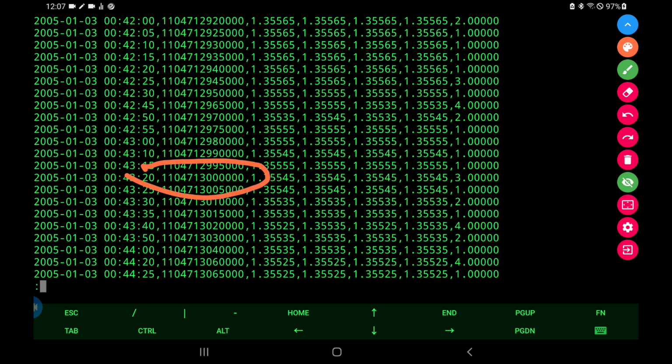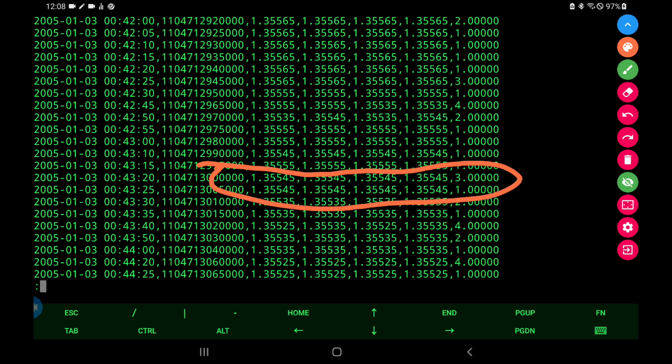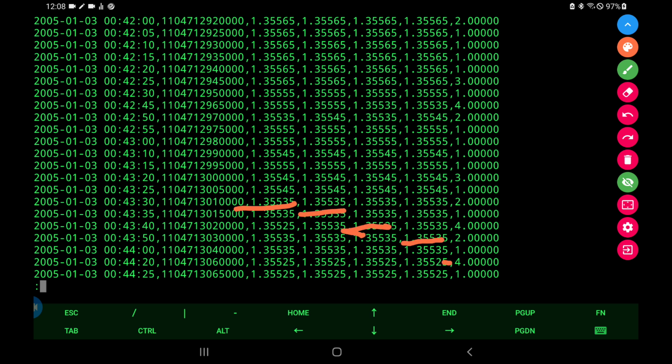The second column is the numerical timestamp, which is perfect for filtering, isolating sections of the data without actually having to process the entire data set. And then the actual data: the open, high, low, close, and volume, all easily accessible in a comma-separated format.